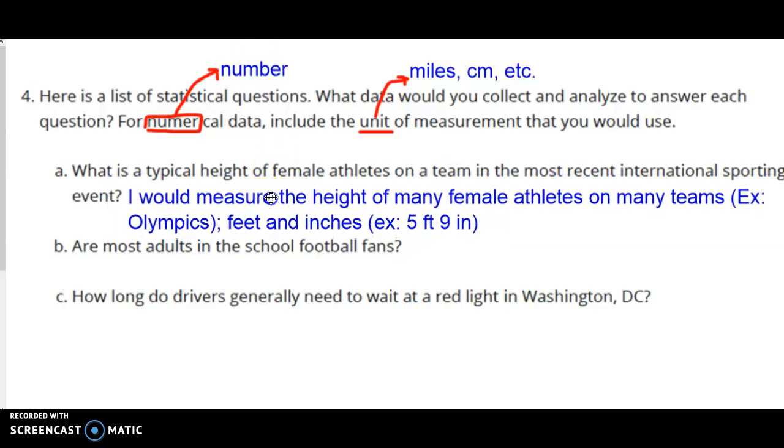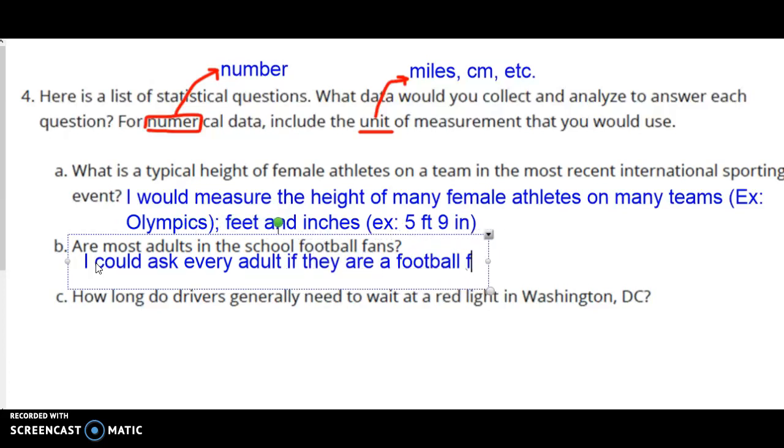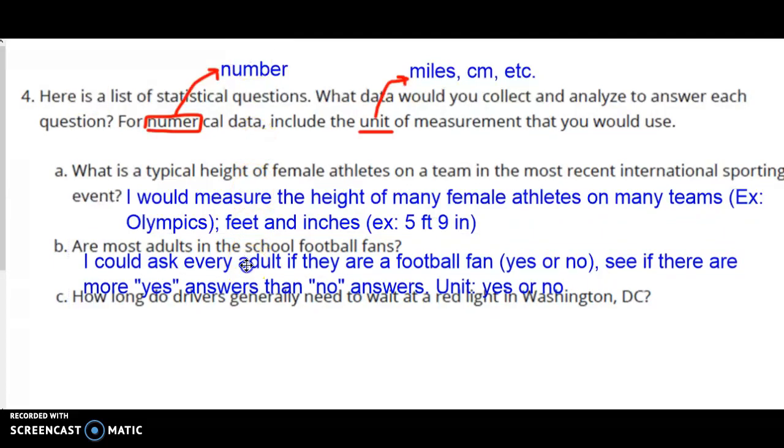Are most adults in the school football fans? How could we answer that question? I'm thinking I could ask every adult if they are a football fan, and they would answer yes or no. Then I would see if there are more yeses than no answers. Okay, my unit would be yes or no. Okay, I want you to pause, try C on your own.